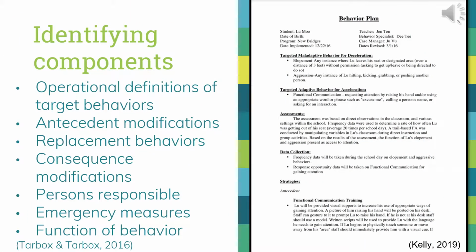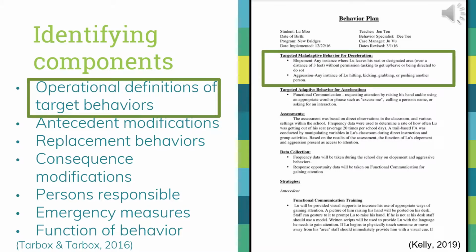On the left-hand side, we have listed each of the 7 components that Tarbox and Tarbox identified: operational definitions of target behaviors, antecedent modifications, replacement behaviors, consequence modifications, persons responsible, emergency measures, and function of behavior. The first component that we will be looking at is operational definitions of target behaviors, which you can see in this highlighted section.